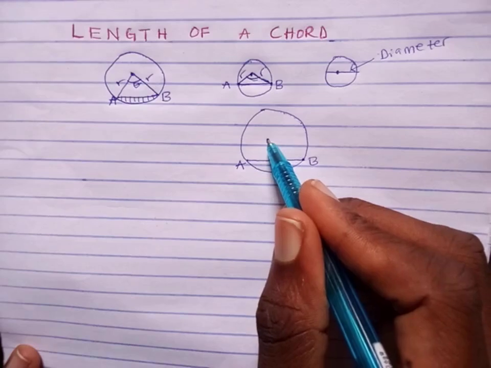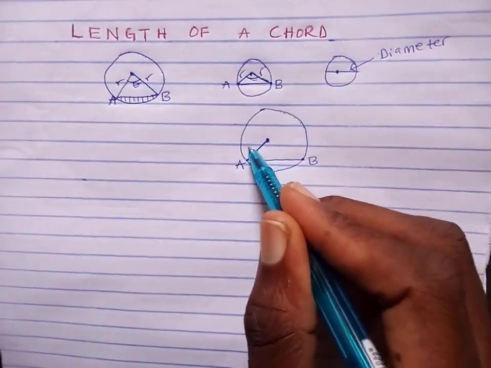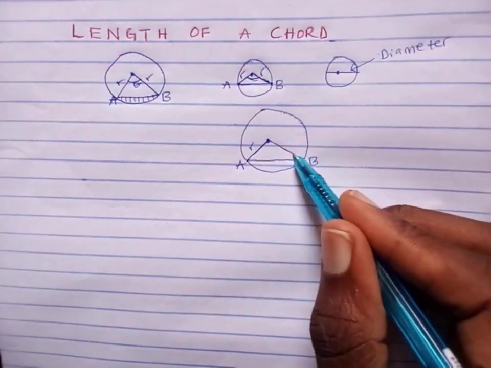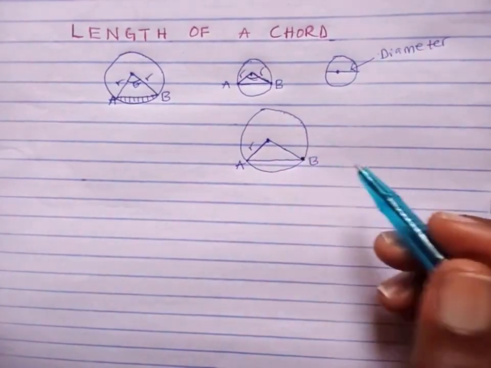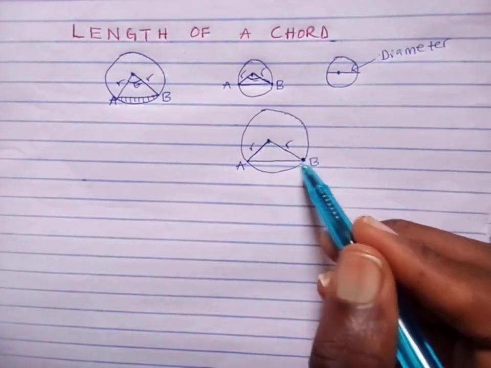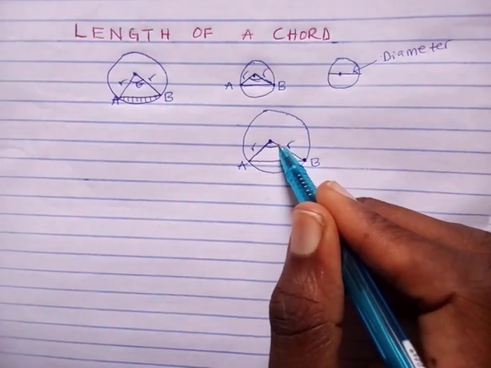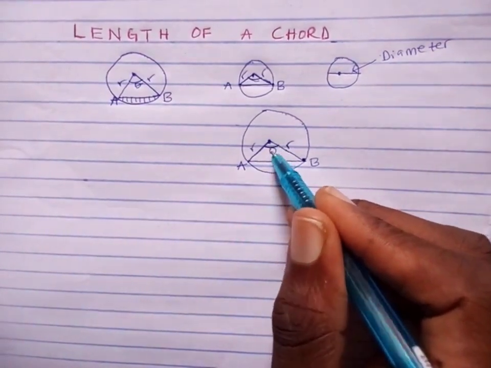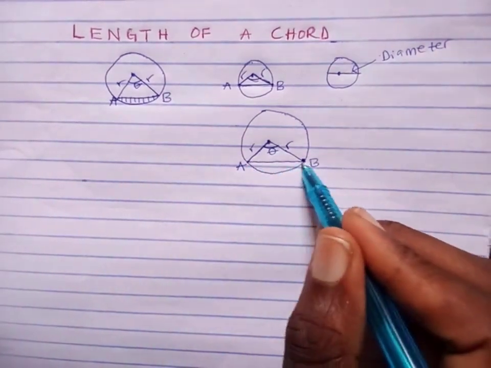Now, a radius is a line drawn from the center of the circle to any point on the circumference. So this is a radius. This is also a radius running from the center to any other point on the circumference. They are equal. So R is equal to R because they are running from the center to a point. Now, an angle is subtended at this very center. Let's label this angle theta. This is our theta, the angle subtended by this very chord at the center.